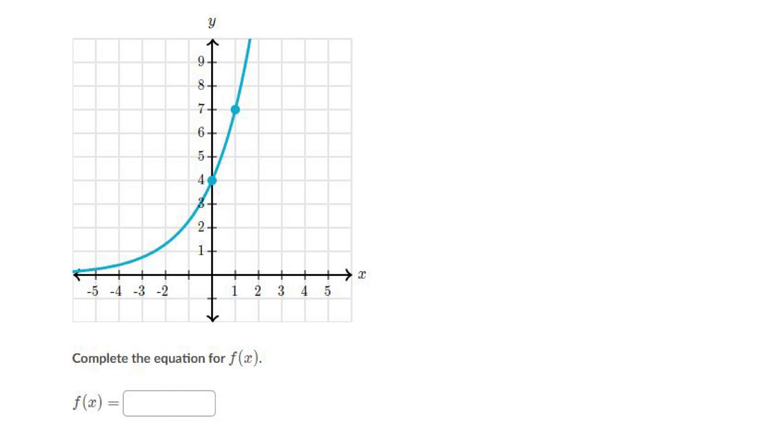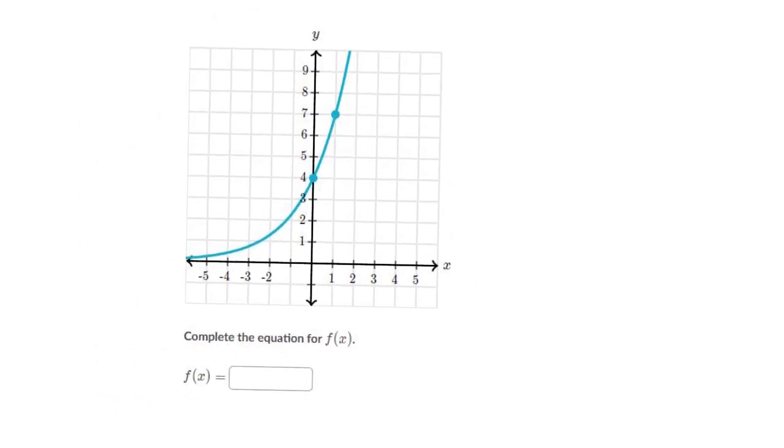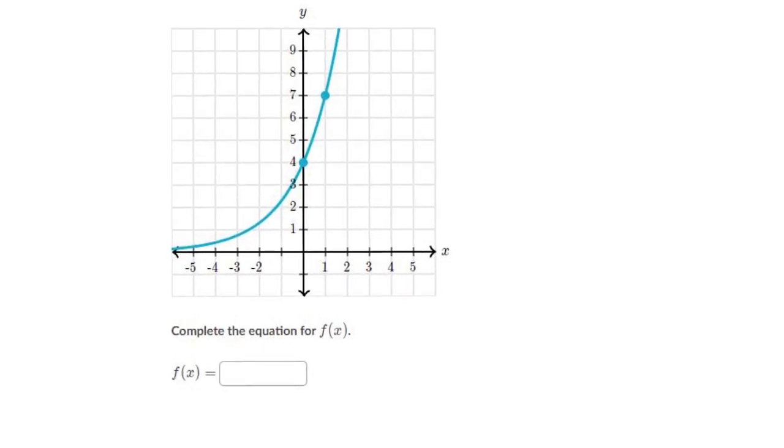The next one now we see is not decay. It's growth. It's growth because going left to right, we are increasing. Now we're going to do the same thing to find our function. Left to right, we have two ordered pairs. We have our y-intercept again, (0, 4). And then we have (1, 7).